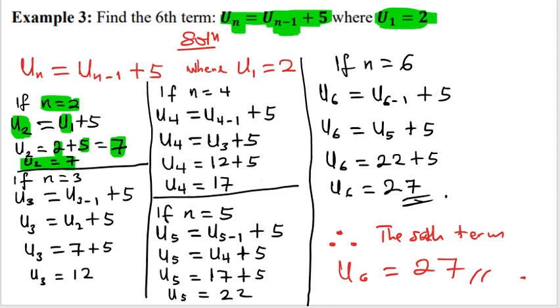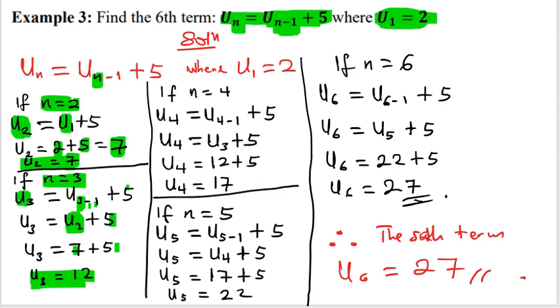Now I know u2, so I can also find u3 by letting n be equal to 3. If n is 3, it means I'm finding u3. So wherever I see n in the formula, I'll put 3 there. So 3 minus 1 plus 5. Then 3 minus 1 is 2, so u2 plus 5. But what is u2? u2 is 7. So you put 7 there plus 5. Then you will get 12.